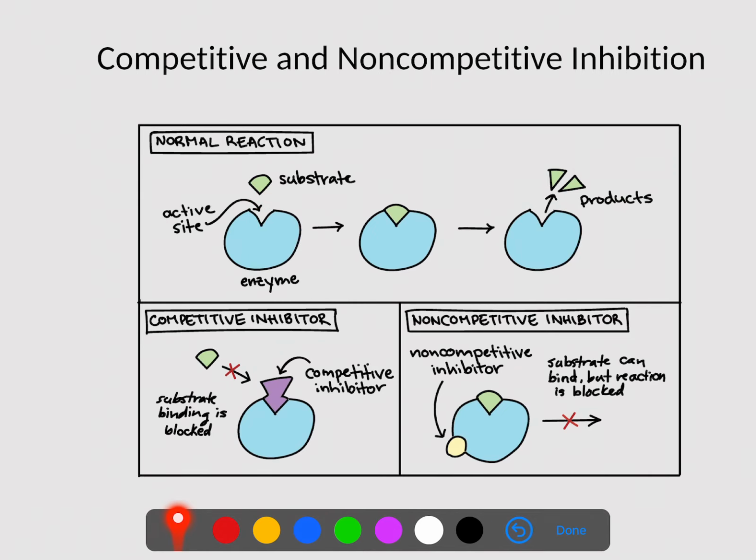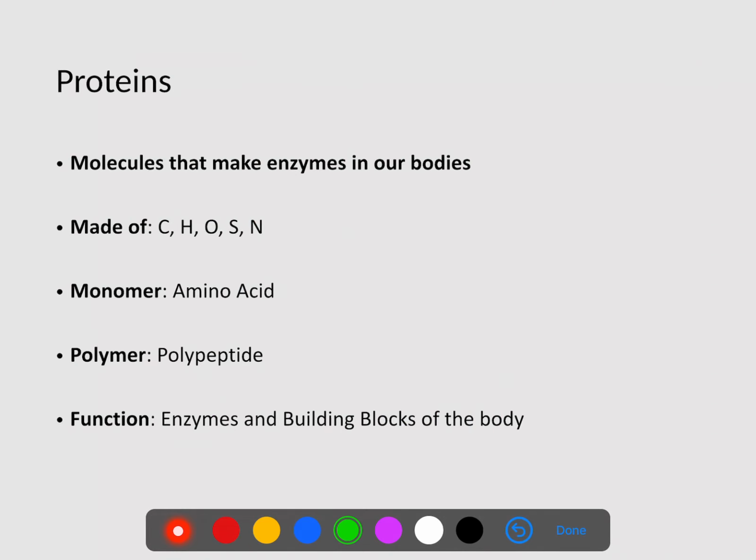Now, in a competitive inhibitor, we have this piece that is produced that actually blocks the enzyme and blocks the substrate from coming in. So in other words, we are no longer able to have the chemical reaction occur. A non-competitive one binds off the active site, and what it does is it actually changes the shape of our active site right here, preventing the chemical reaction from occurring. So we have competitive inhibition and non-competitive inhibition inside of our body.